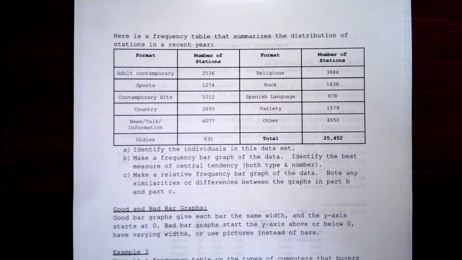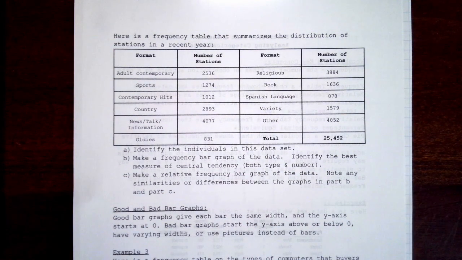We need to identify the individuals, make a frequency bar graph of this data, and then make a relative frequency bar graph of this data. And then note any similarities and differences in parts B and C. For part B, we also need to identify the best measure of center.